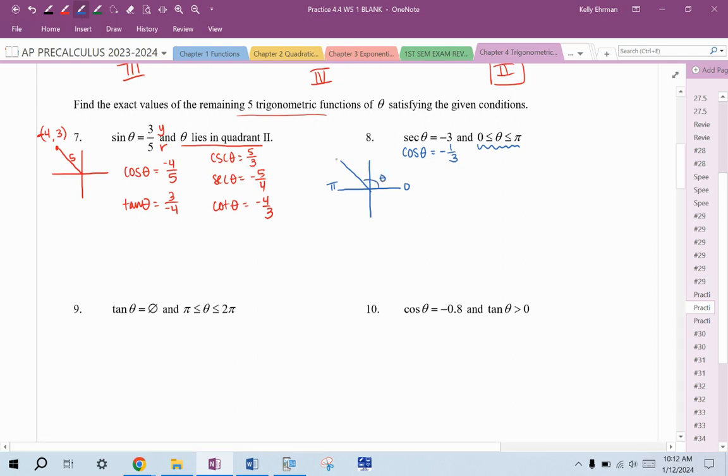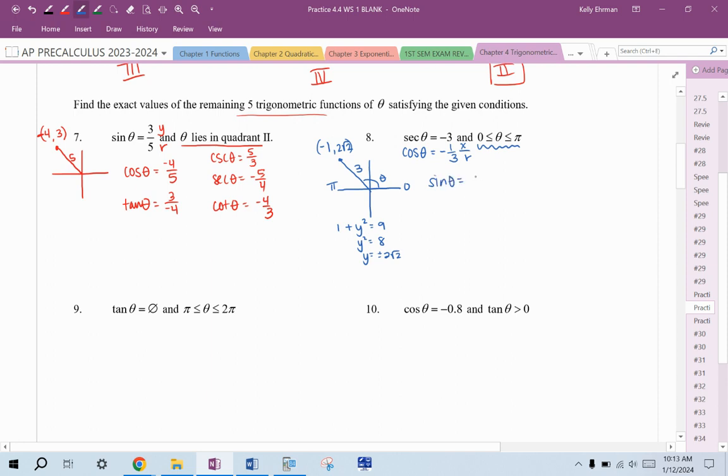Okay, so theta is this. What about x, y, and r? So cosine is x over r. Remember, r is always positive, so that helps you figure out cosine's negative, or x is negative 1. And then we're going to need to do Pythagorean theorem. X squared plus y squared equals r squared. Y squared equals 8. Y equals, is it plus or minus 2 radical 2? Well, we're up here in quadrant 2 where y values are positive, right? You're above the x-axis. The rest is just following your formula.